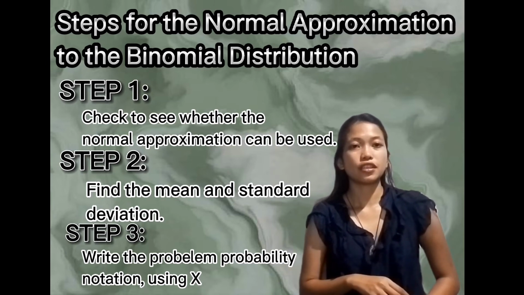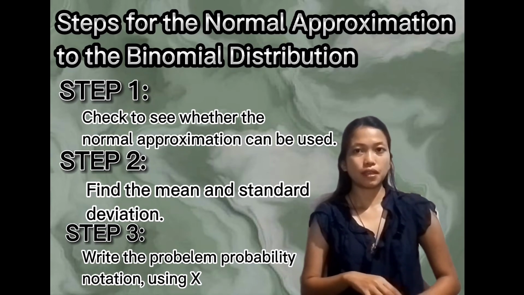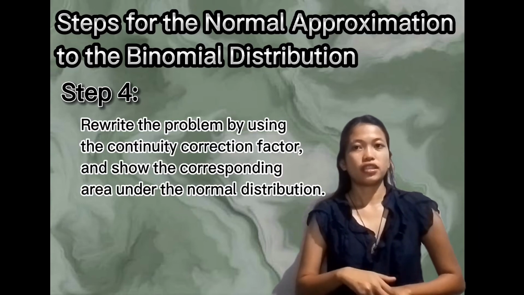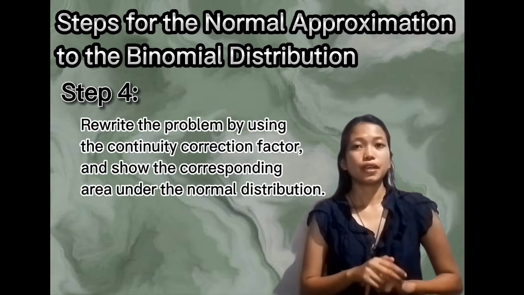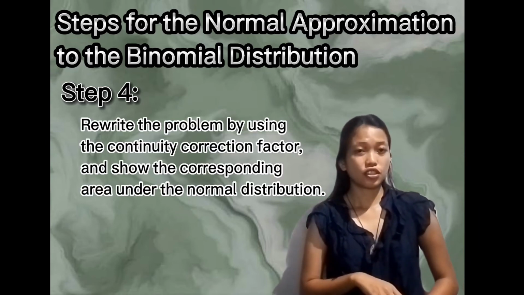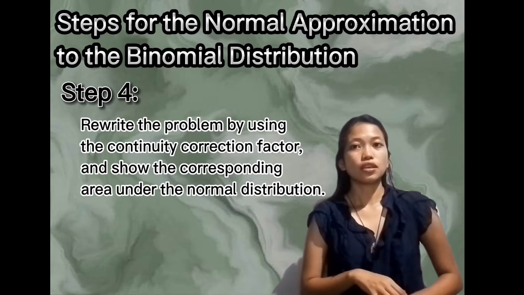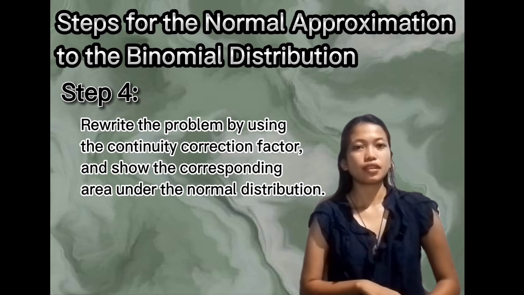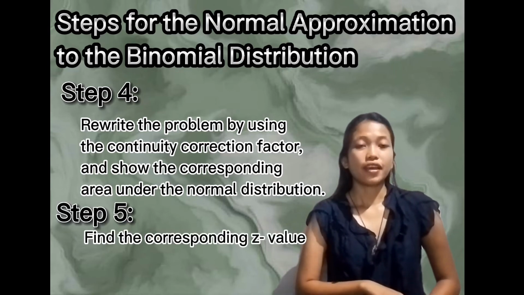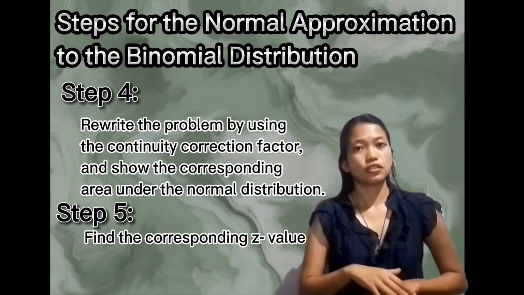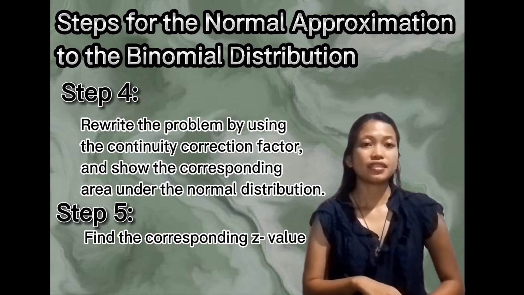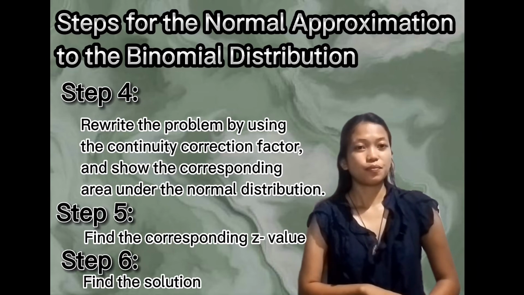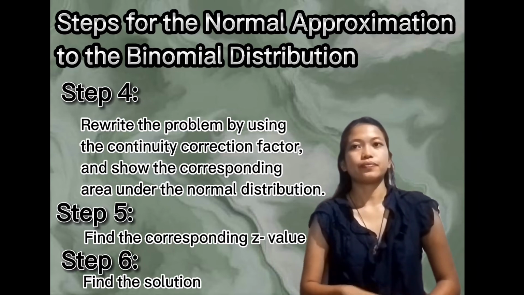We should refer to the summary of the normal approximation in step 3. Step 4. Rewrite the problem by using the continuity correction factor and show the corresponding area under the normal distribution. Step 5. Find the corresponding z values using the z formula on the topic discussed by Mr. Aposejo. And for the last step, find the solution.